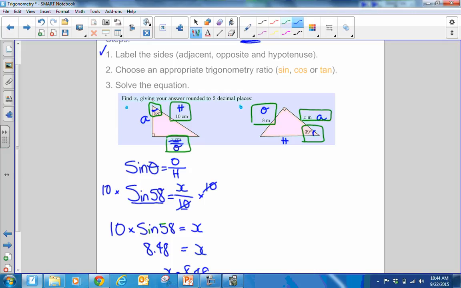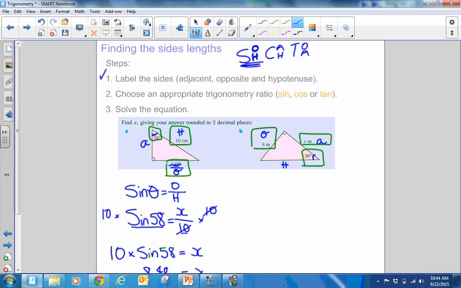I need to check in SOHCAHTOA, sine, cosine, or tangent, which ones I have. I have an angle, adjacent, and opposite, and all of them have an angle inside. So it could be any of those, but because I have opposite and adjacent, that's the ratio I'm going to use. I'm going to use tangent. So let's write. Let's change this color. I'm going to have tangent of the angle equals opposite over adjacent.